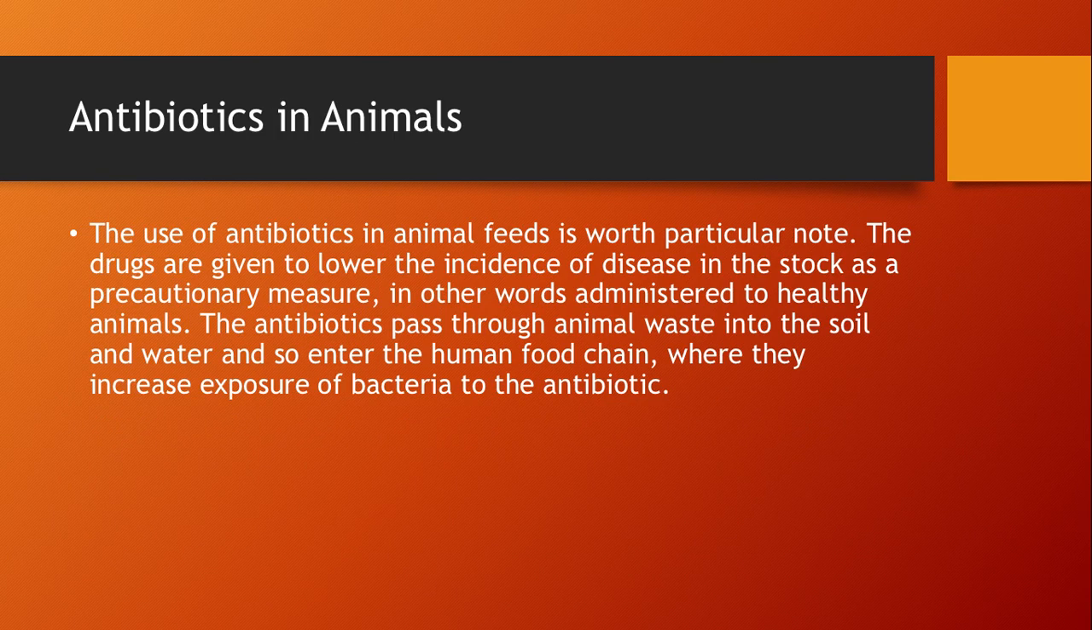We previously mentioned antibiotics in animals, where their feedstock is given these antibiotics as a precautionary measure, to prevent the bacteria from infecting the healthy animals. But these antibiotics pass through the animal waste into the soil and water, and so enter the human food chain, where they increase human exposure of bacteria to the antibiotic.